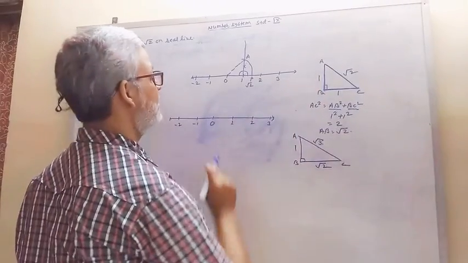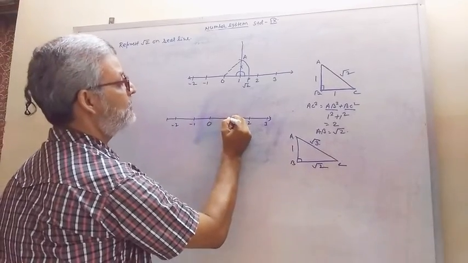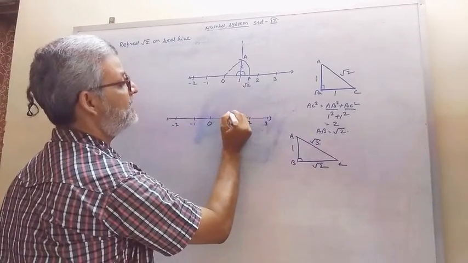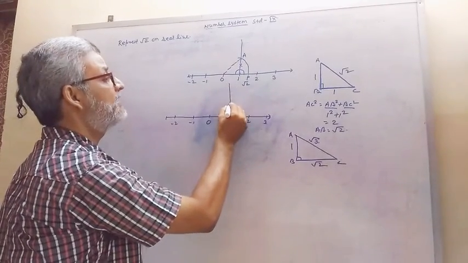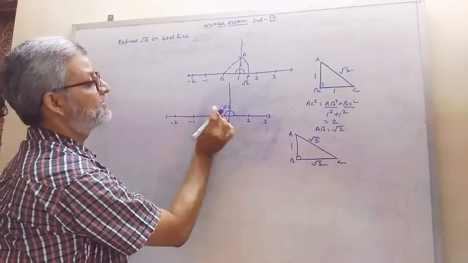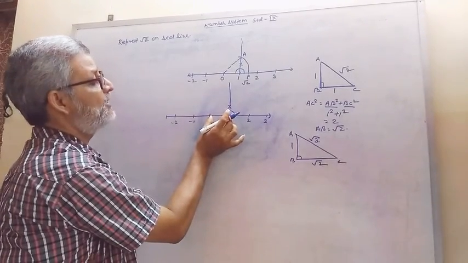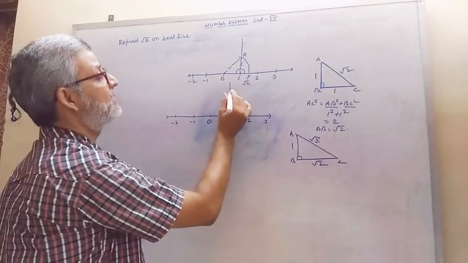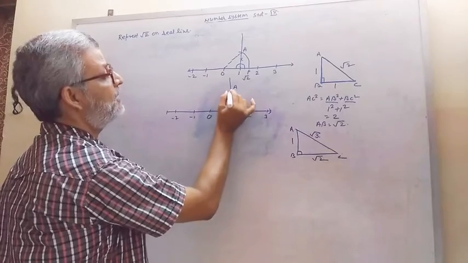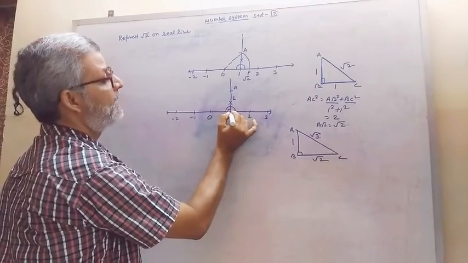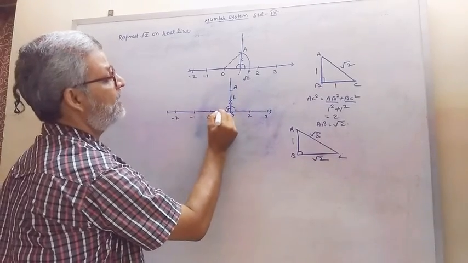Suppose √2 is given to represent. Now this is the base. At 1 unit, construct a 90 degree angle. This angle is 90. Measure a distance of 1 unit and cut it from this part. Suppose this one is A, so this is also 1 unit. Suppose B. Now AB is 1 unit, and OB is 1 unit.